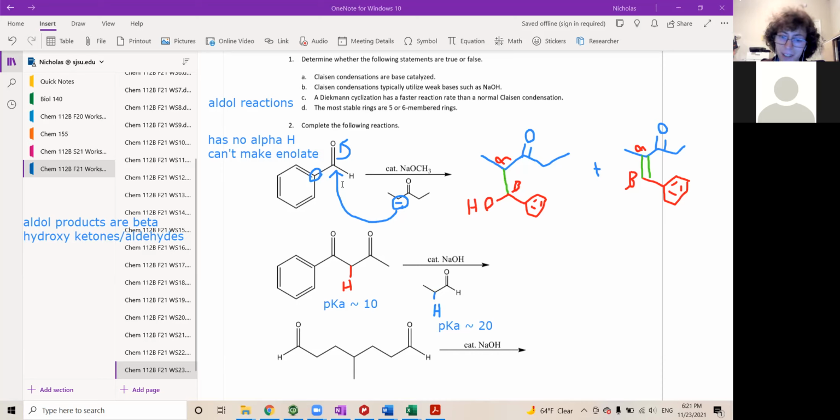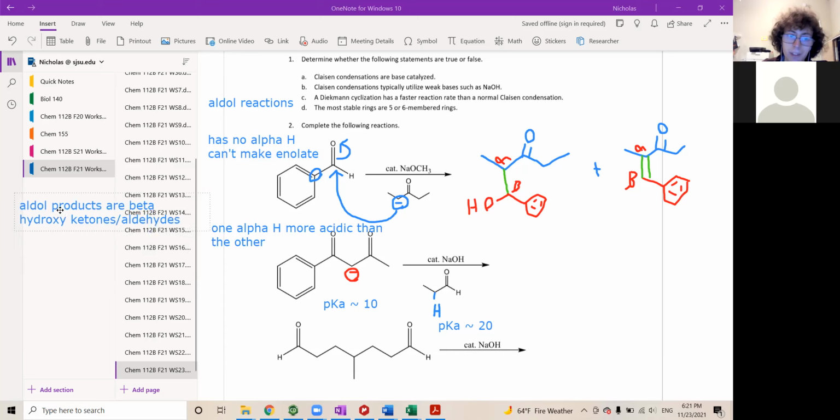So it's a lower pK, it's more acidic, which means when you add a base, it's going to prefer taking that more acidic proton. So we're going to prefer forming an enolate here. Even though we can form one with the aldehyde, it's not going to want to react with that hydrogen because it's less acidic. So that's another thing that can make mixed aldol reactions work. If one hydrogen is more acidic than the others, then it's going to prefer reacting there.